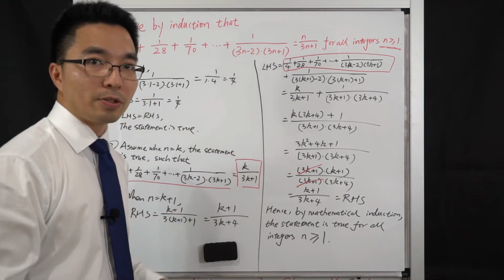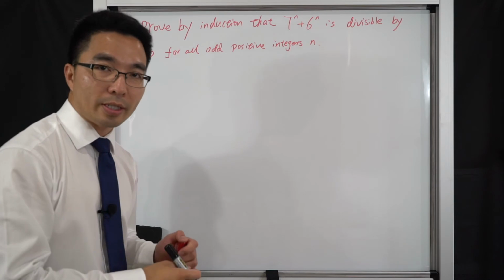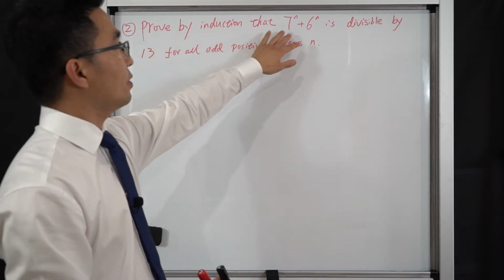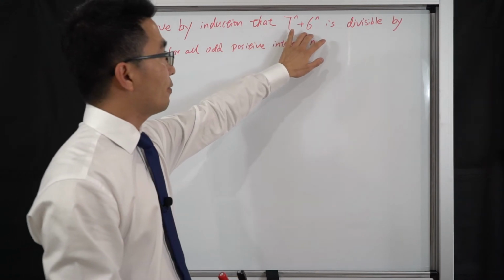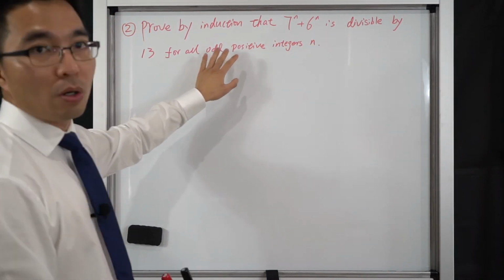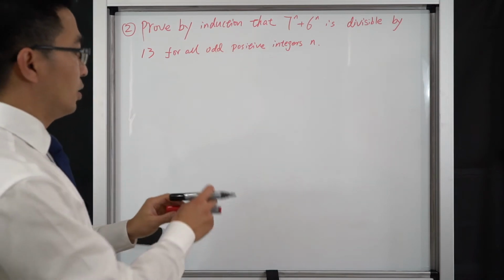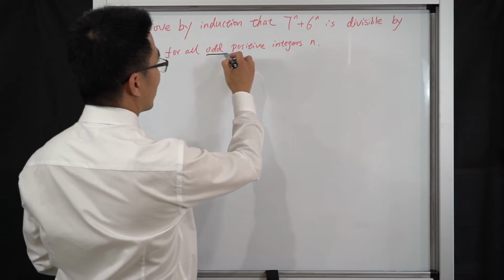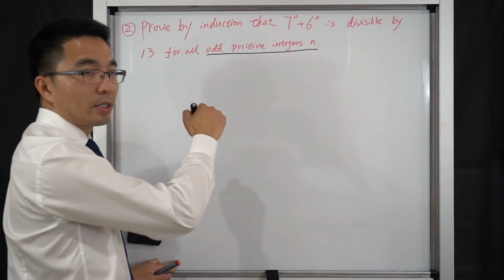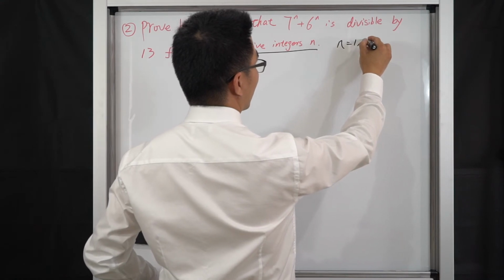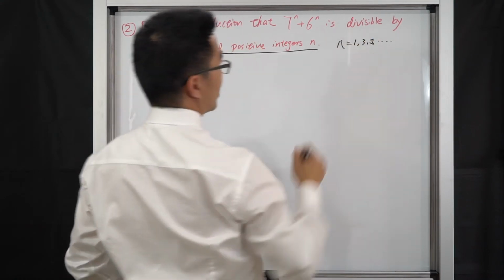Okay? Here's the first question. Okay, let's go to the second question. The second question is, prove by induction that 7 to the power of n plus 6 to the power of n is divisible by 13 for all odd positive numbers n. So we are looking for only odd positive integers. Okay, so which means n is starting from 1 to 3, 5, etc.